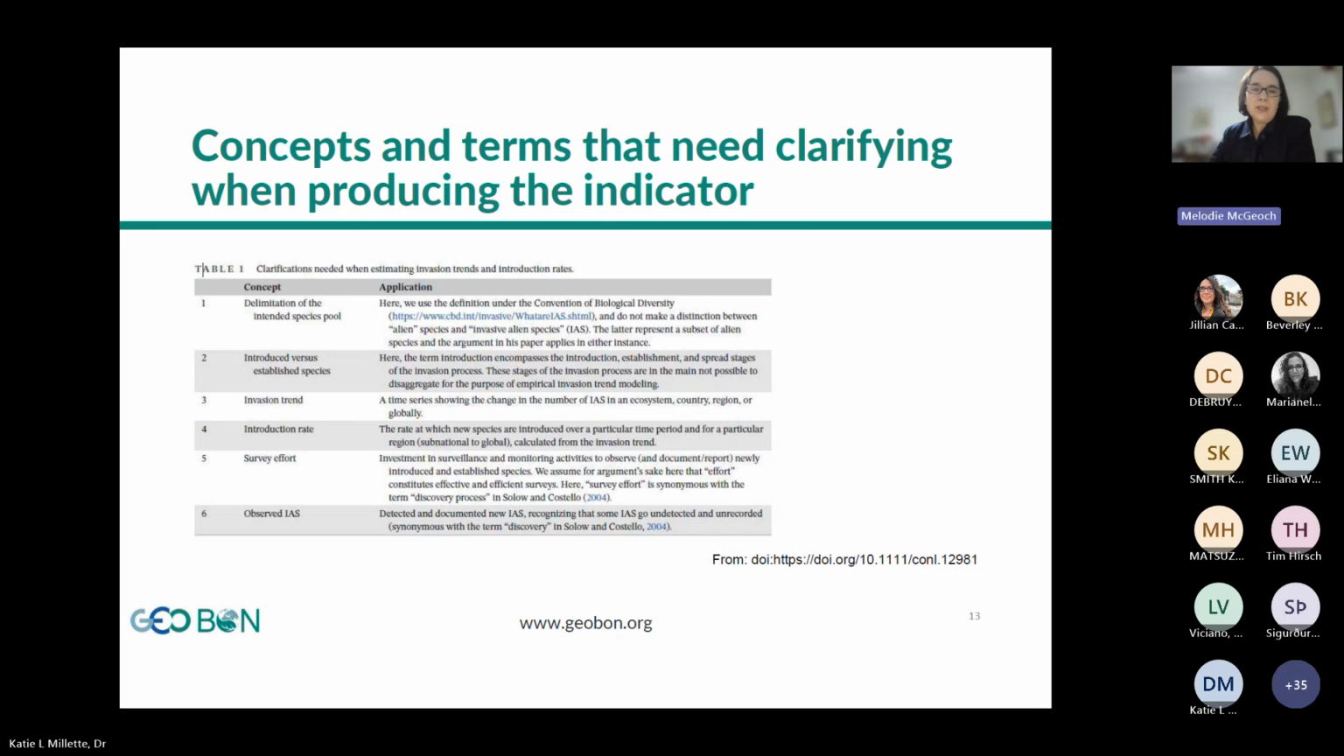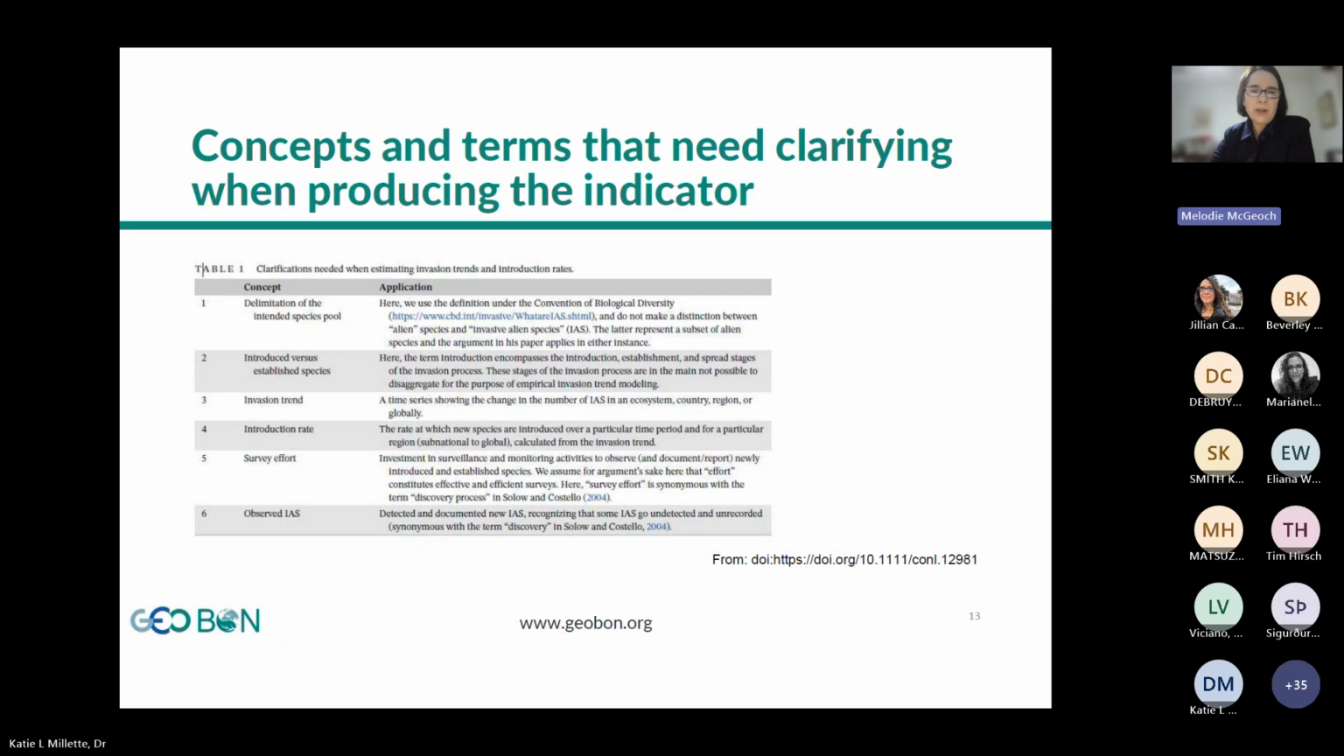When one's producing this indicator, some of the terminology can get a little confusing and a little tricky, as is often the case when dealing with invasive alien species. And our clear recommendation here is to not be bogged down by the terminology, to look at the data that one has, and to use the terminology that best matches the meaning of the data that you actually have.